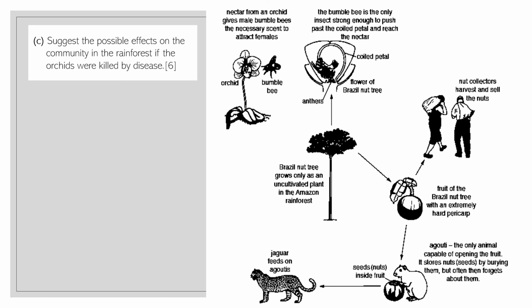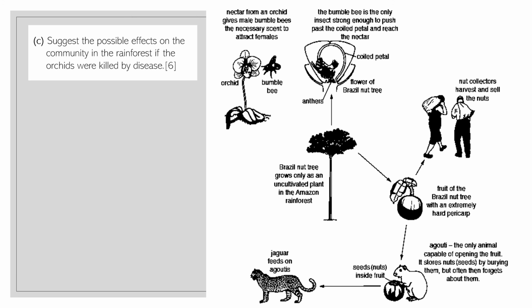C, suggest the possible effects on the community in the rainforest if the orchids were killed by disease. If we are going to consider the orchid and when it dies, there will be no source of scent for the bumblebee to attract the female bees. So there will be less propagation and their population will decrease.